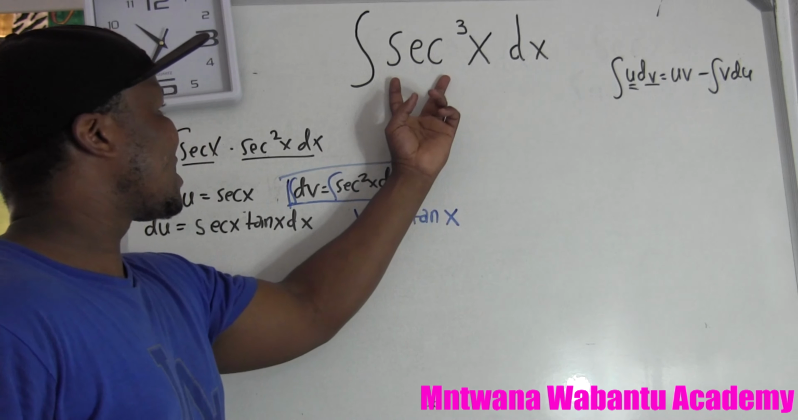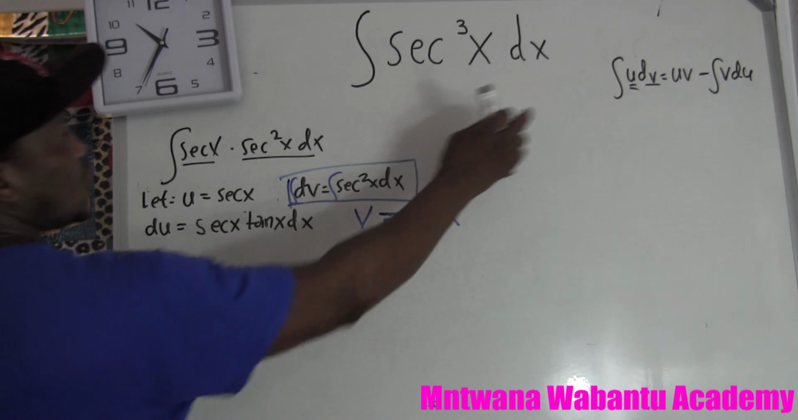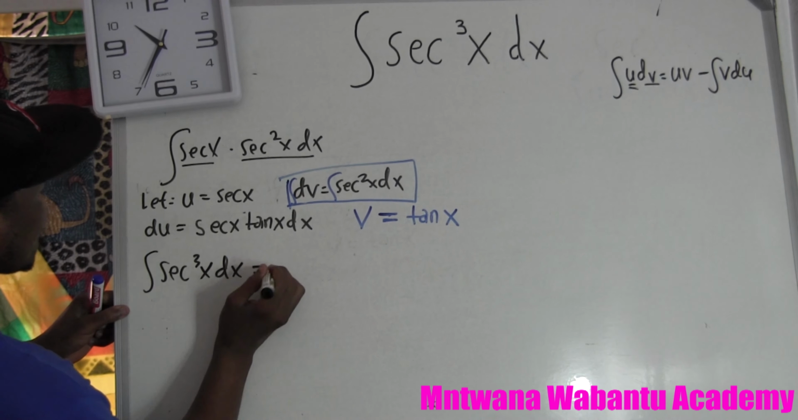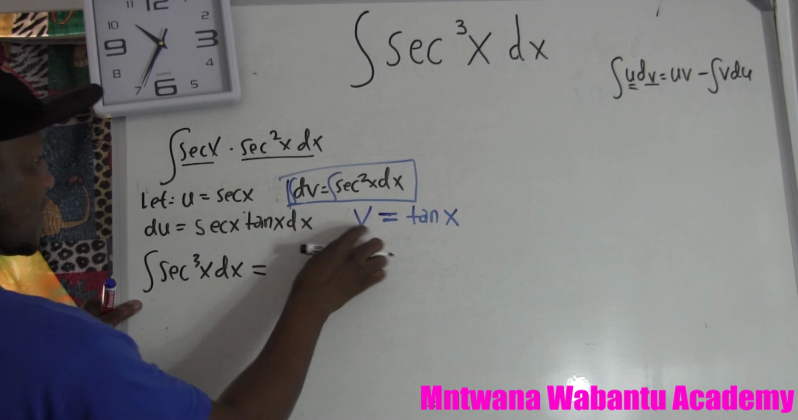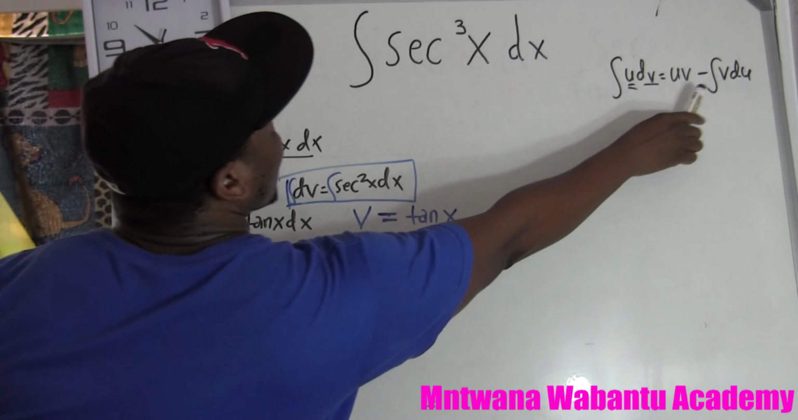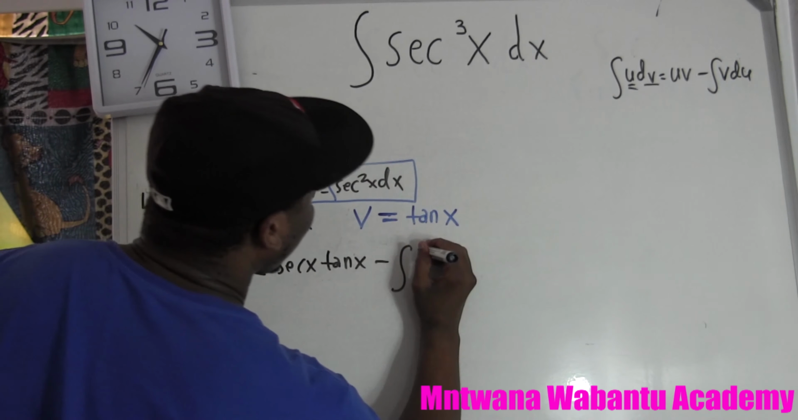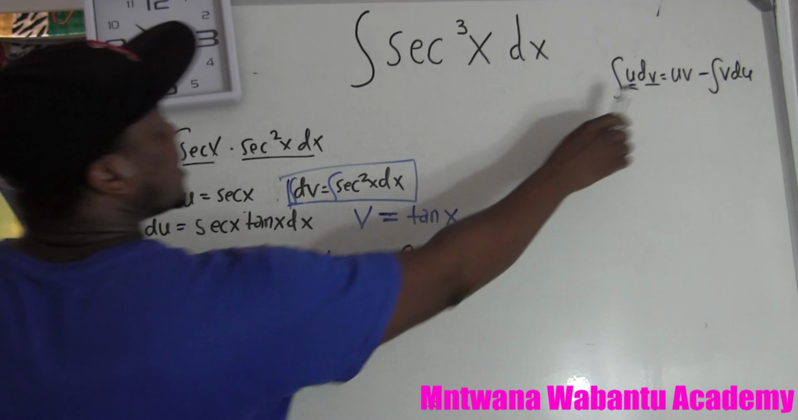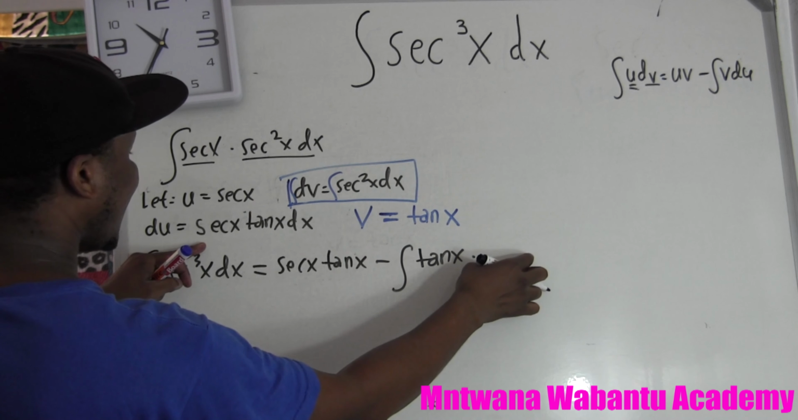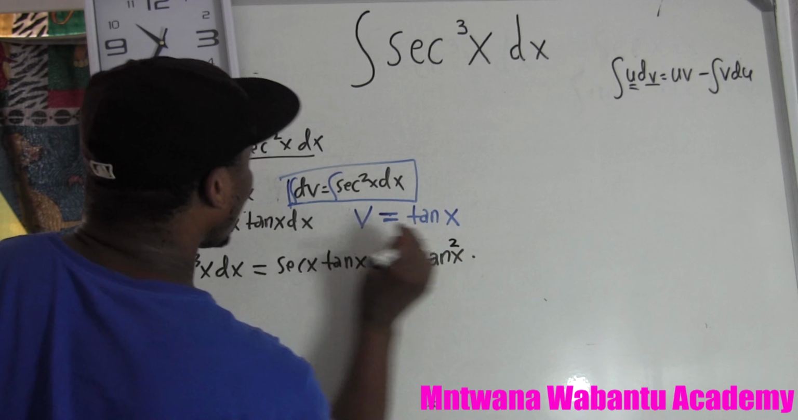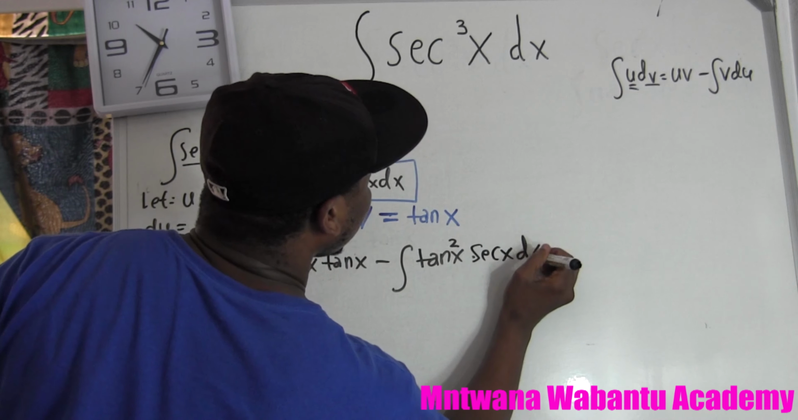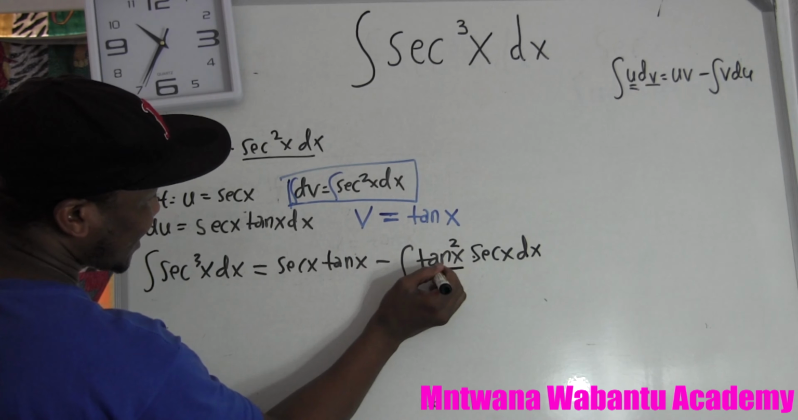So the integral of u dv, which is the integral of sec cubed, equals u times v, so sec x tan x, minus the integral of v du. Our v is tan x, and du equals sec x tan x dx. If I plug it in, there are two tans, so it's going to be tan squared, times sec x dx.